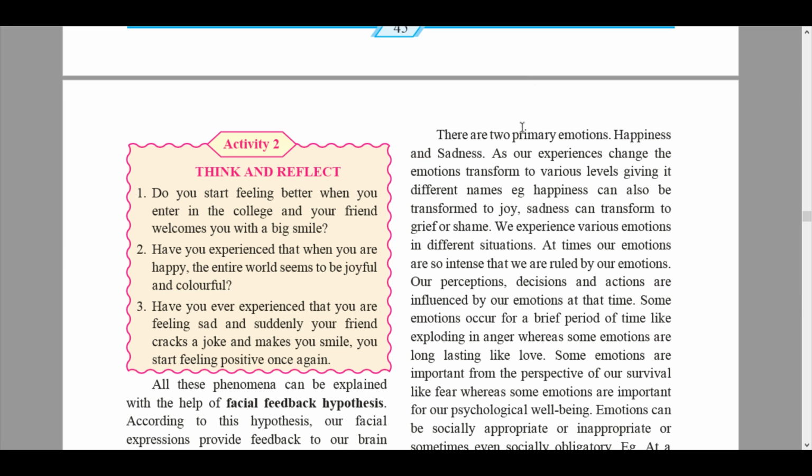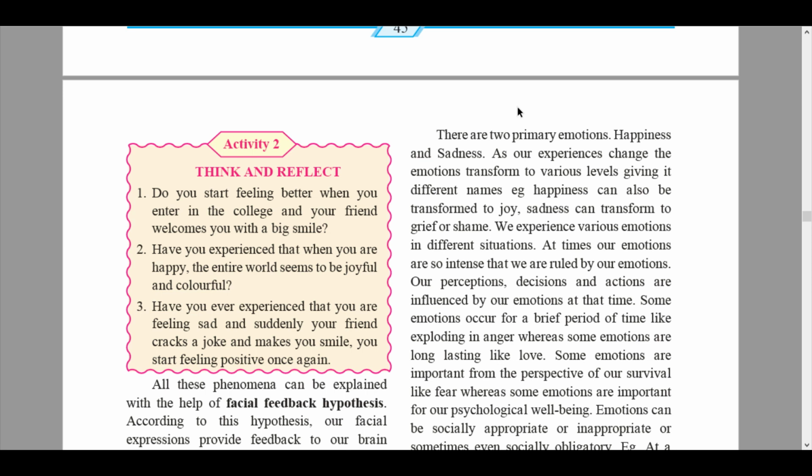There are two primary emotions, happiness and sadness. As our experiences change, the emotions transform to various levels, giving them different names. For example, happiness can be transformed to joy, sadness can transform to grief or shame. We experience various emotions in different situations. At times, our emotions are so intense that we are ruled by them. Our perceptions, decisions, and actions are influenced by our emotions at that time.